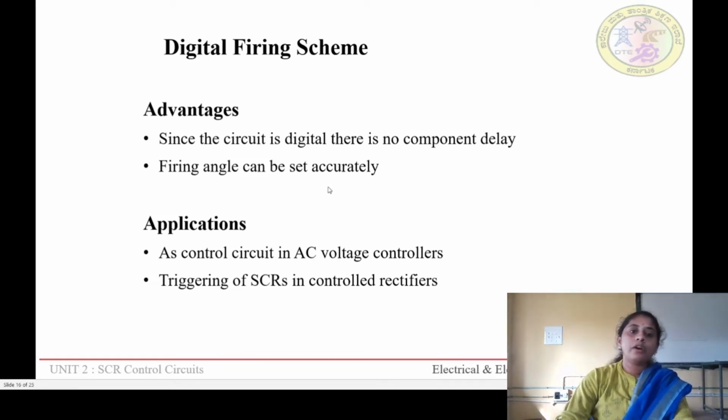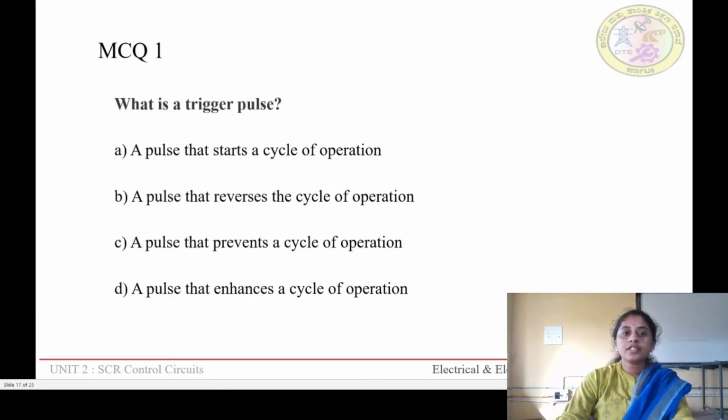Next, we'll move on to multiple choice questions. The first multiple choice question is, what is a triggering pulse? The options are: A, a pulse that starts a cycle of operation. Option B, a pulse that reverses the cycle of operation. Option C, a pulse that prevents the cycle of operation. Option D, a pulse that enhances the cycle of operation. I hope you have guessed. It is answer A, a pulse that starts a cycle of operation.